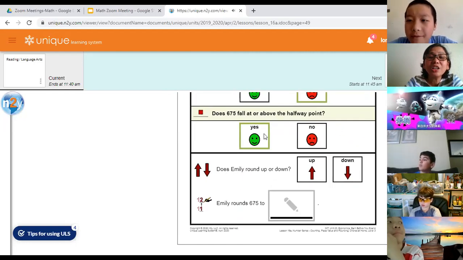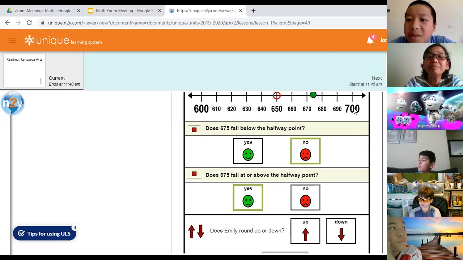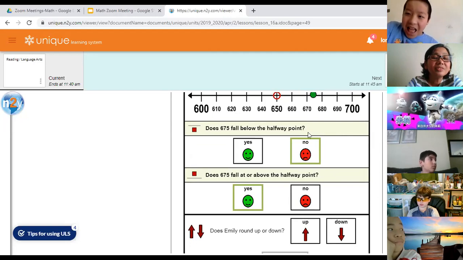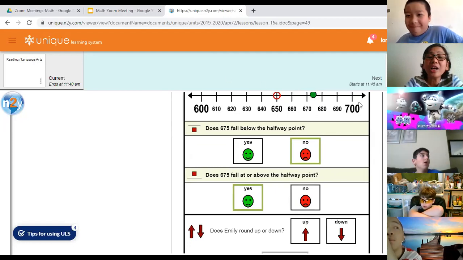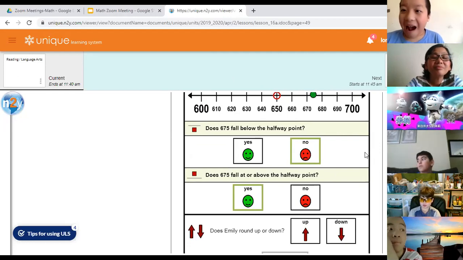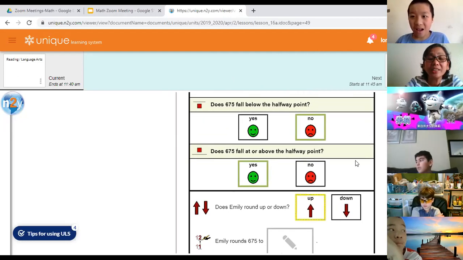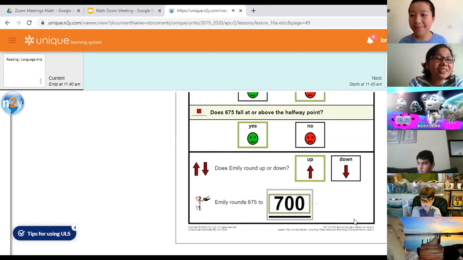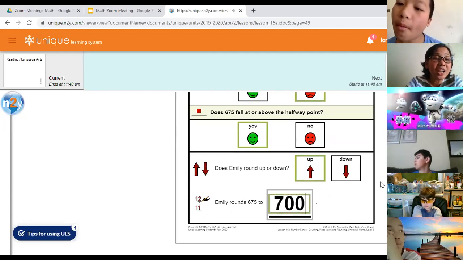Okay, Nathan. So if it is yes, do we round up or do we round down? If it is above the halfway point, do we round up or do we round down? So we round down to 600 or we round up to 700? 700. Very good. So we round up and then 675 becomes 700.